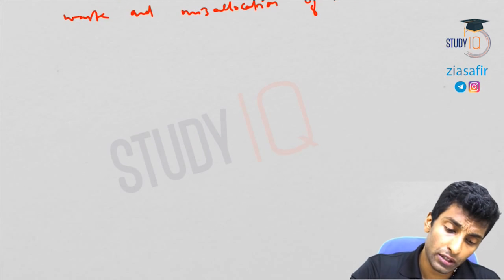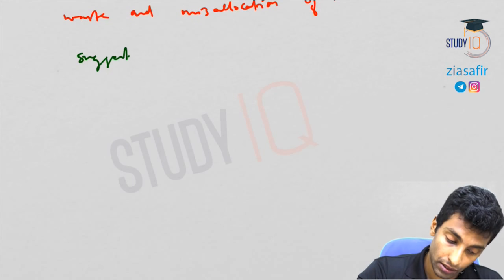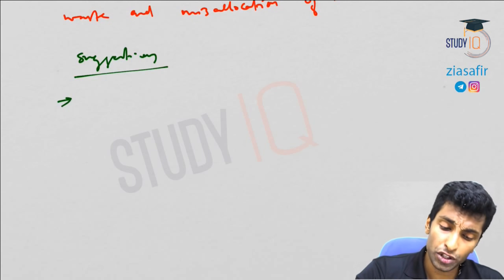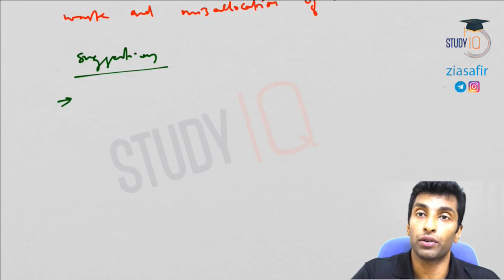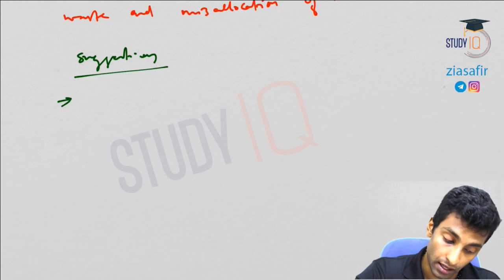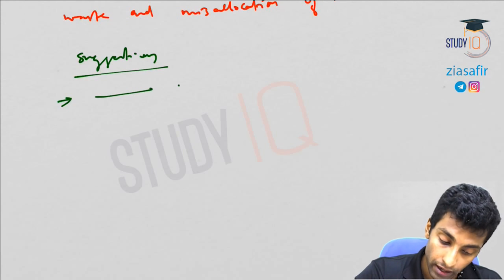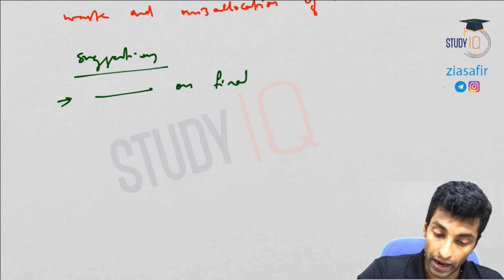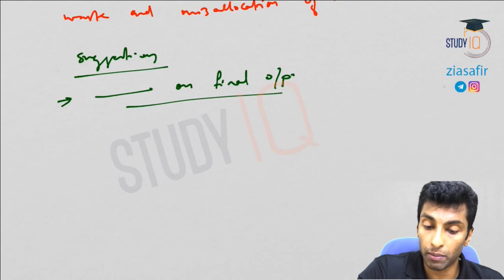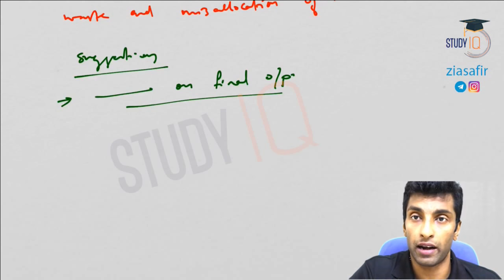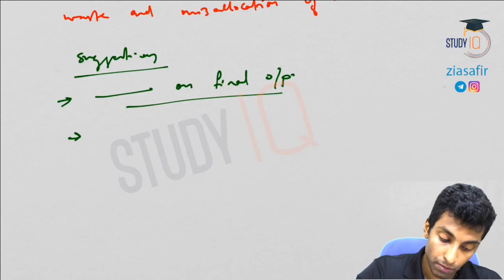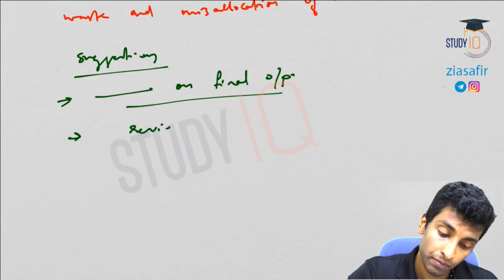Okay, so now we can go for some suggestions. What should be the suggestions? Subsidies should be direct, or it should be given for the output. Based on the output you can give subsidy. So subsidies should be provided as far as possible on the final output. Second, subsidy should be reviewed periodically.